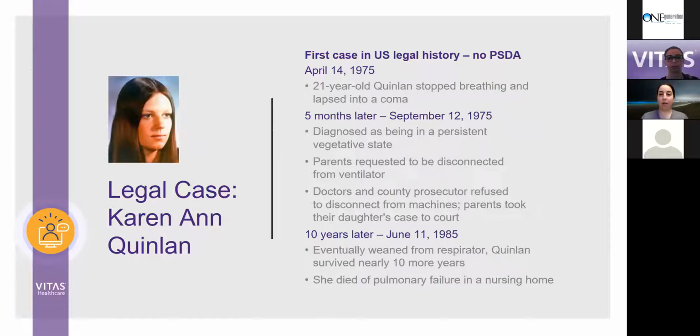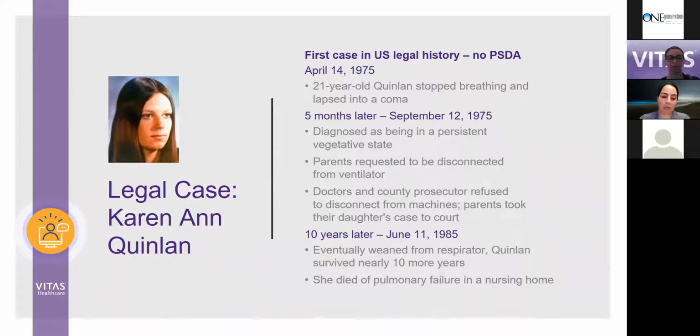So now that we've talked about the PSDA, the Patient Self-Determination Act, we're going to talk about a couple of cases. I'm sure a lot of you are familiar with the cases we're going to be talking about, and we're going to start with Karen Ann Quinlan.